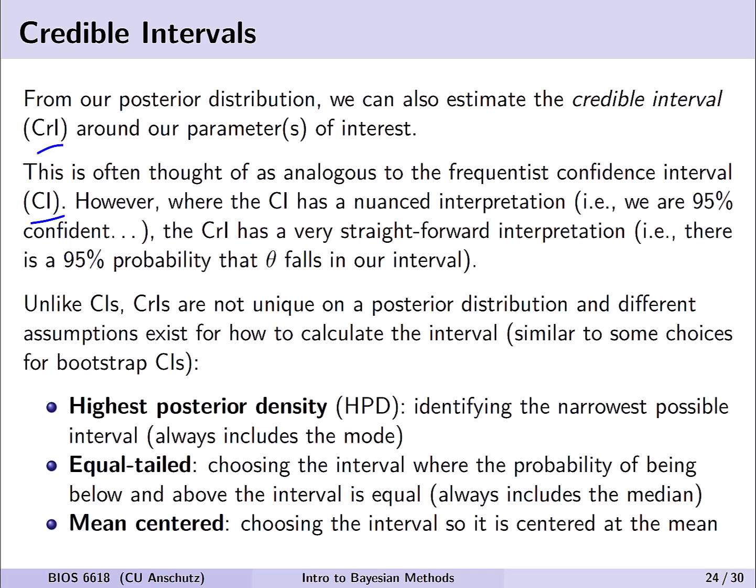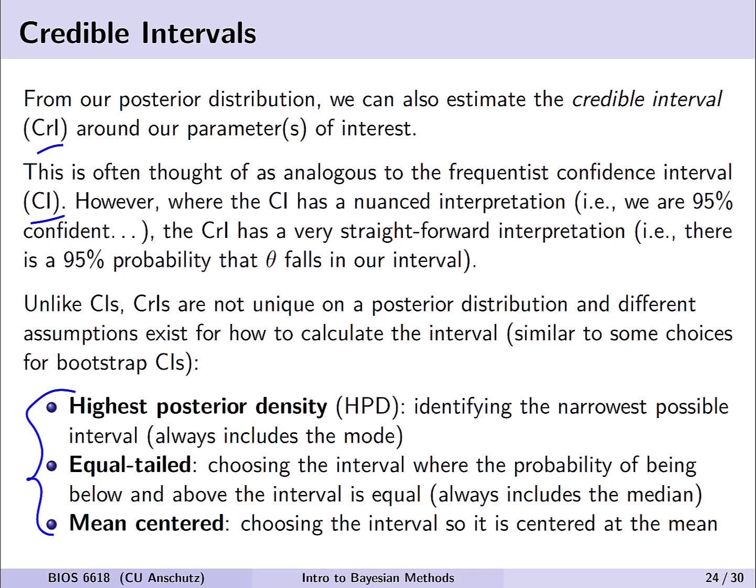One caveat, though, or challenge, is that unlike confidence intervals, credible intervals are not unique on a single posterior distribution, and different assumptions exist for how you calculate the interval. You might think of this as similar to some of the choices we had for bootstrap confidence intervals, by estimating it either just from the bootstrap distribution alone or making some normal approximations. Now, I've outlined 3 strategies here, and we'll see a couple of different ones potentially illustrated in practice.